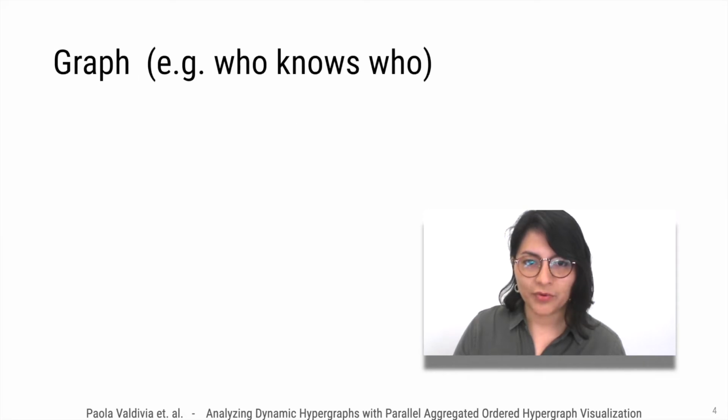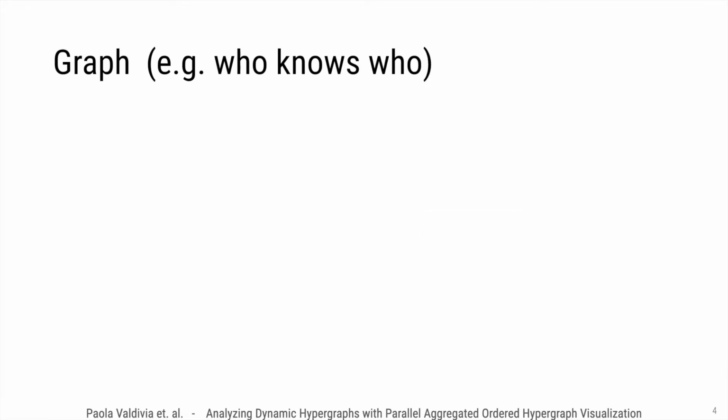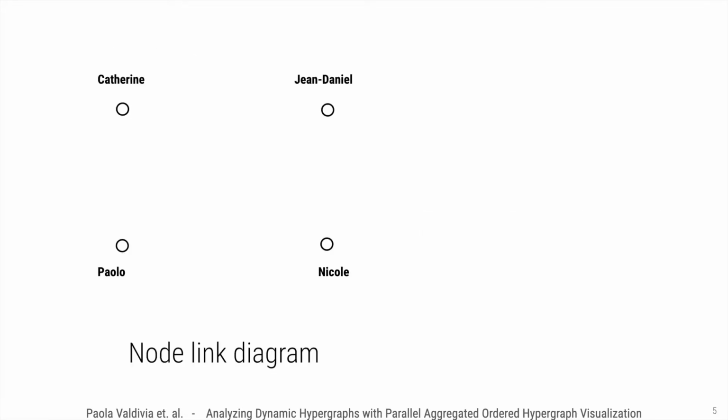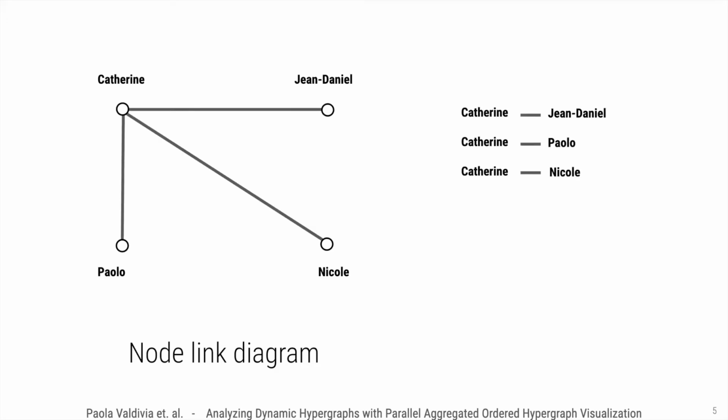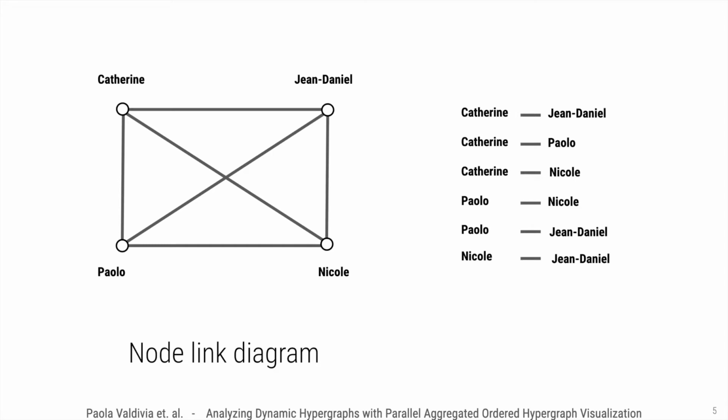Let's see how we can represent a who-knows-who graph using a node-link diagram. In this normal graph, we have 4 people, and we have an edge if 2 people know each other. We see that everybody knows everybody else. Now, let's look at the hypergraph.